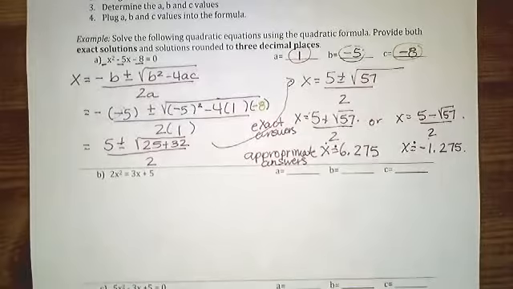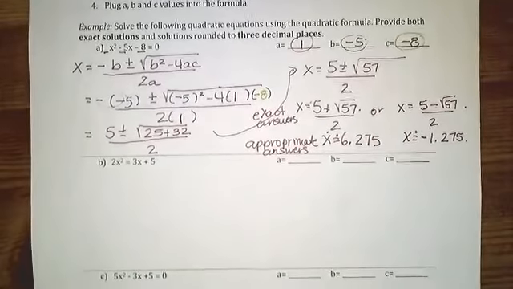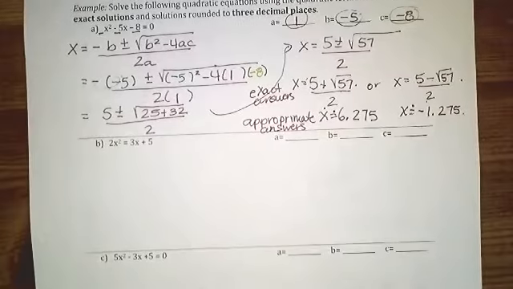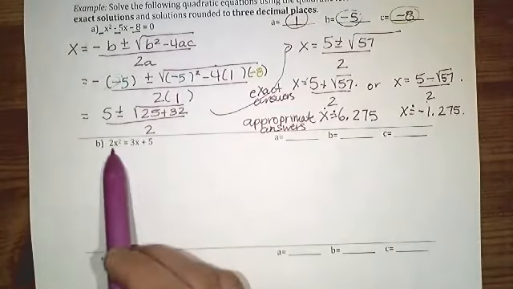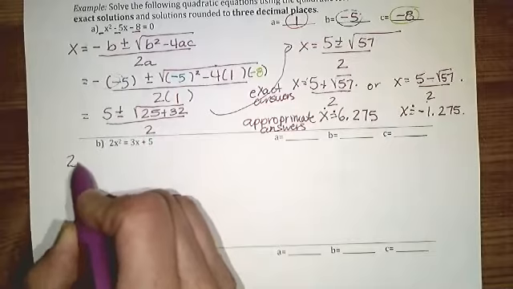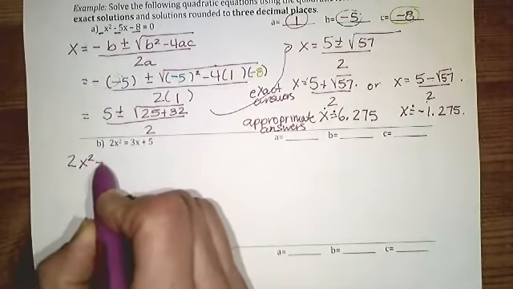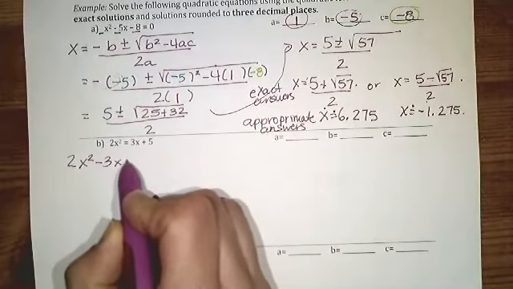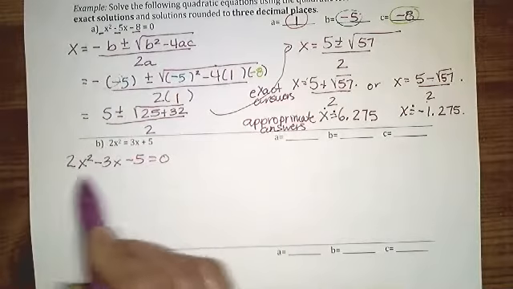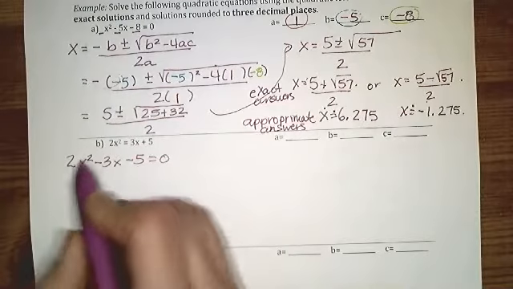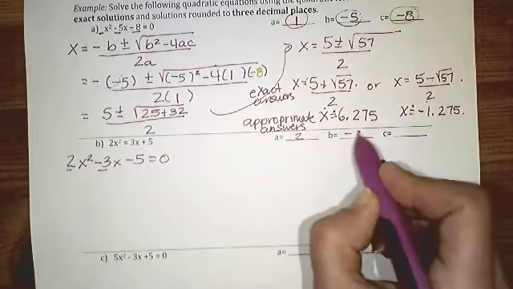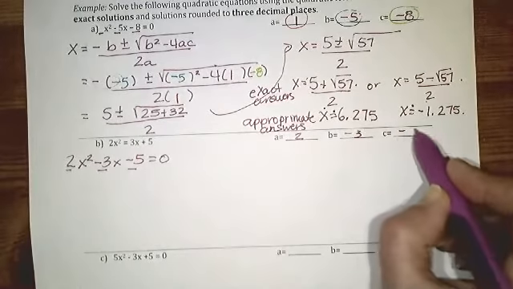So let's try our next example. Our first step, remember, is to get all the terms on one side equal to 0. So we'll have 2x squared, bring the 3 over for negative 3x, bring 5 over for negative 5 is equal to 0. Since we have it in the correct form, we can identify our A, our B, and our C.